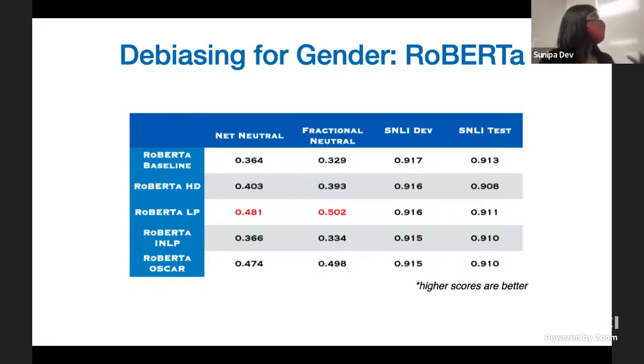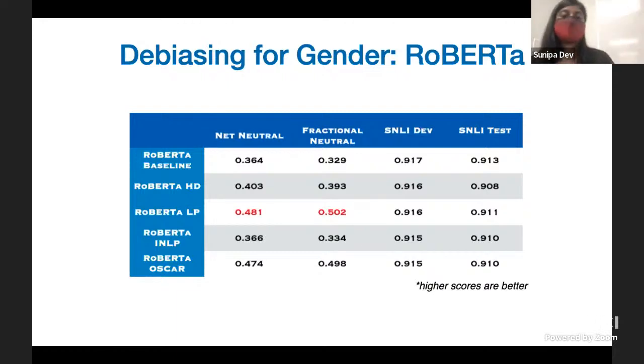So if we just look at how we fare for gender and Roberta, the first row is the baseline. So that's without any debiasing. That's the absolute Roberta model. If you look at the first two columns there, the net and fraction neutral are quite poor. They're below 50%, and that tells us about the amount of bias. The significance becomes important when you look at the last two columns. This baseline was trained on SNLI data, and on the Dev and test sets, it's doing well. The confidence thus is high with which it's making these biased predictions.